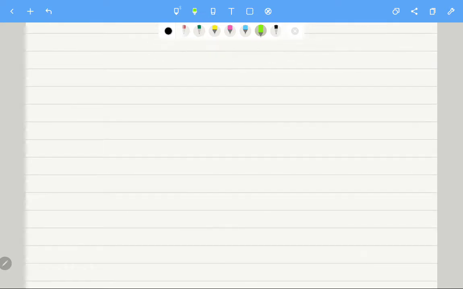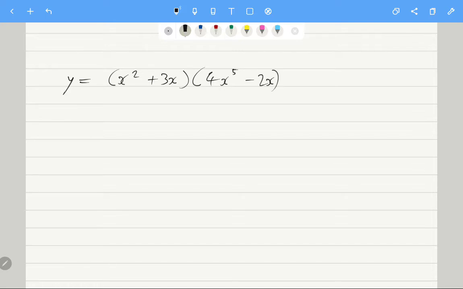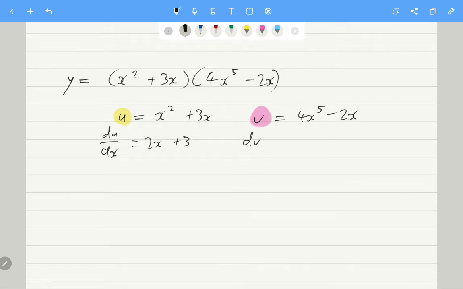So let's have a look at a few examples. If I have a function, let's call it y is equal to x squared plus 3x times 4x to the 5 minus 2x. Question is, how do I derive it? Well, first of all, let's set up some notation. u is equal to x squared plus 3x, and v is going to be equal to 4x to the 5 minus 2x. Alrighty, so this is going to be my first function, this is going to be my second function. Let's derive both. du dx is equal to 2x plus 3. dv dx is equal to 4 times 5 is 20x to the 4 minus 2.